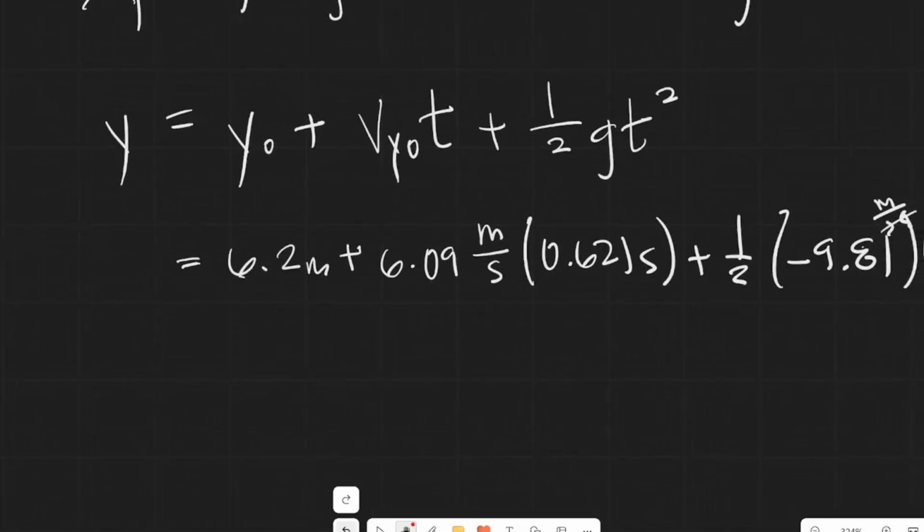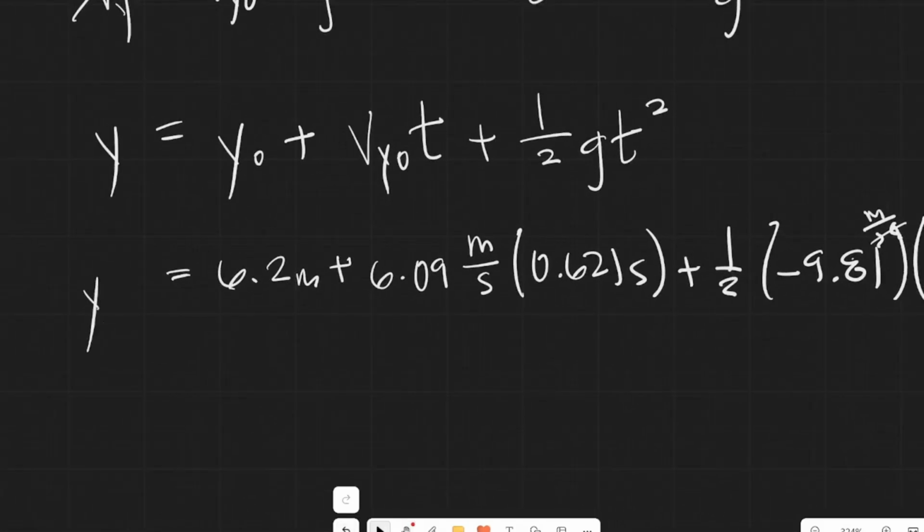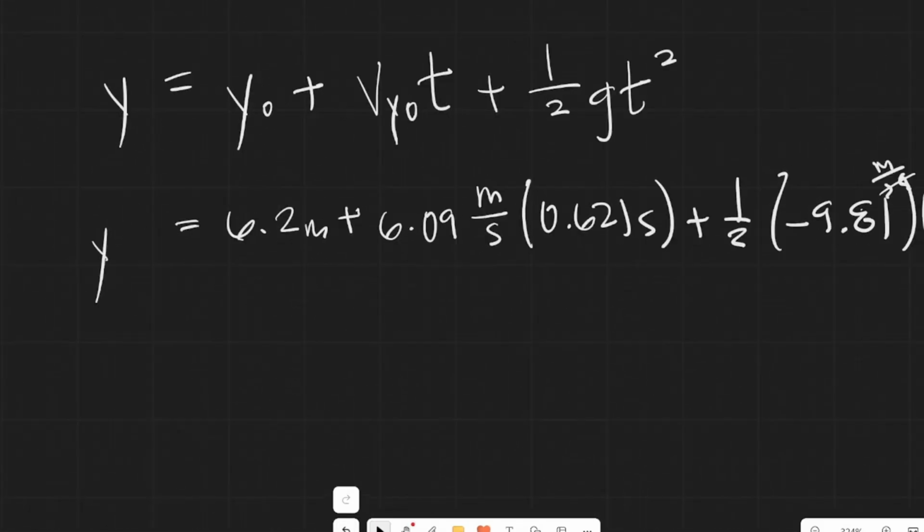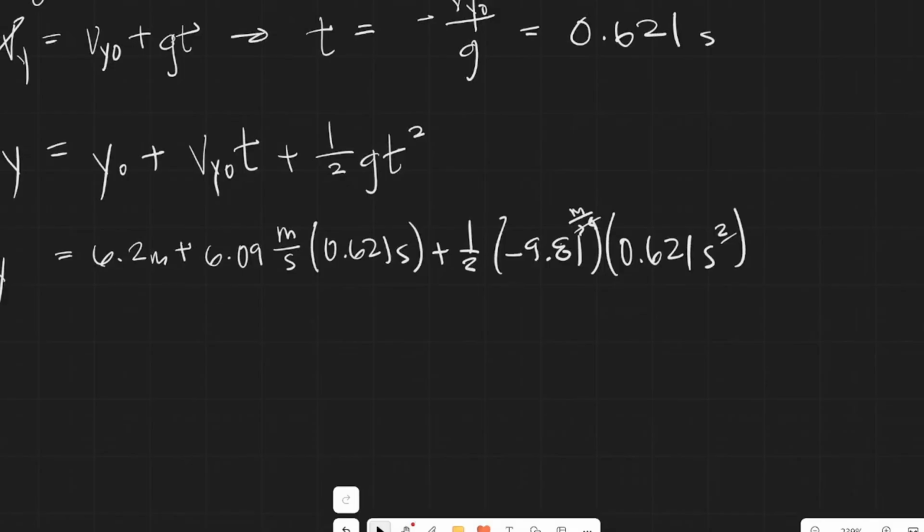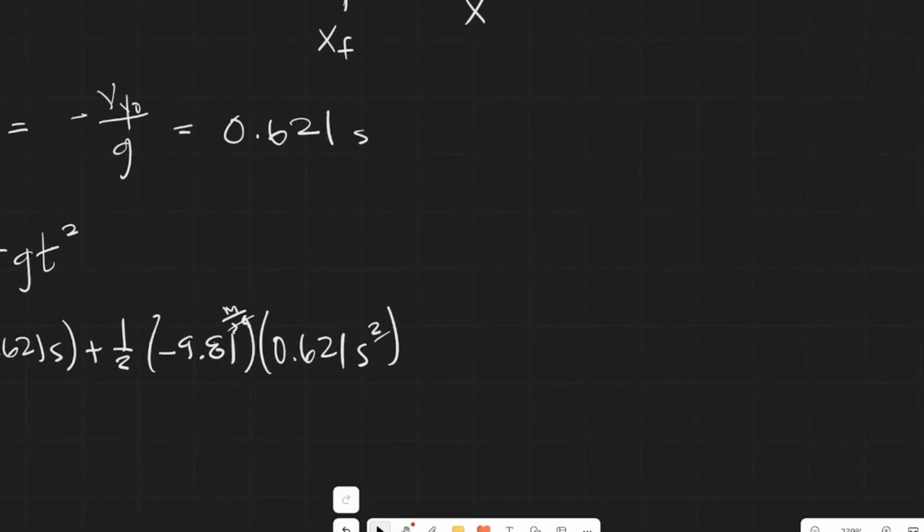Punching this into the calculator is going to give us our maximum location here. Sorry I didn't work this out ahead of time. I just thought it would be a cool concept to explore, but then I picked a bunch of weird numbers. Negative 9.81 meters per second squared times 0.621 squared. Okay, I get 8.09. Okay, so we go up an additional 2 meters.